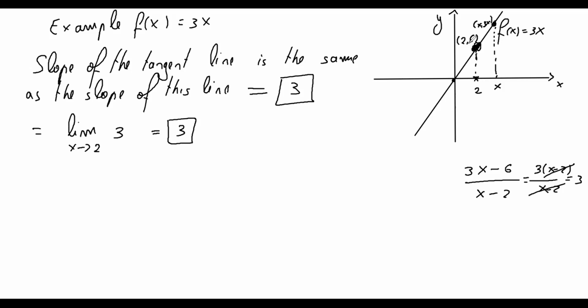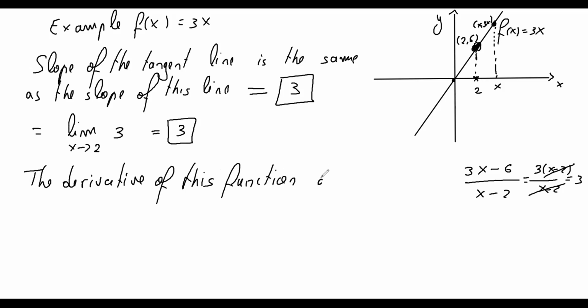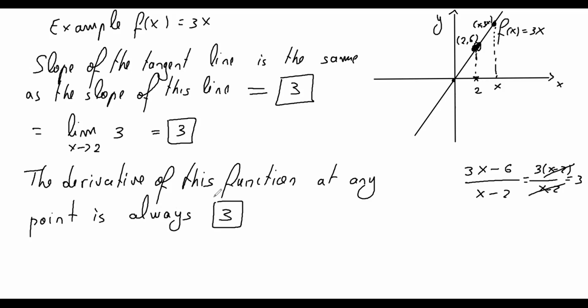So either way, whatever you do, with rates of change or simply observations, you can say that the derivative of this function at any point for that matter is always 3. So the slope of a tangent line is always 3. That's what we're saying here. So this is the example with f of x equals 3x.